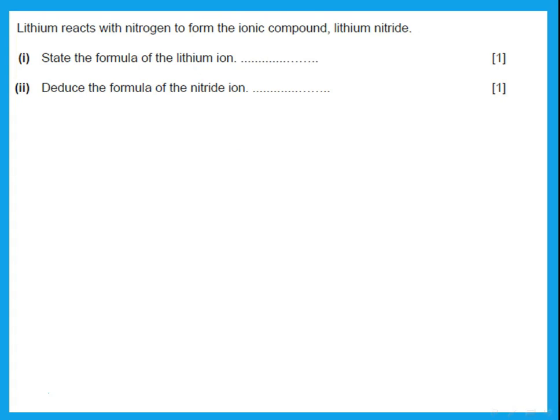Okay, let's take a look at this. Lithium reacts with nitrogen to form the ionic compound lithium nitride. What would be the formula of the lithium ion? We said lithium is in group 1. When it loses an electron, it becomes lithium with an extra positive charge, Li+. Deduce the formula of the nitride ion. Okay, the nitride ion means nitrogen, and nitrogen is in group 5. That means it needs to take 3 electrons to have a full outer shell, and that means it will have an extra 3 negative charges.